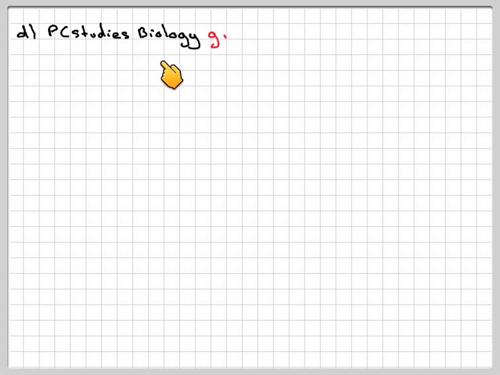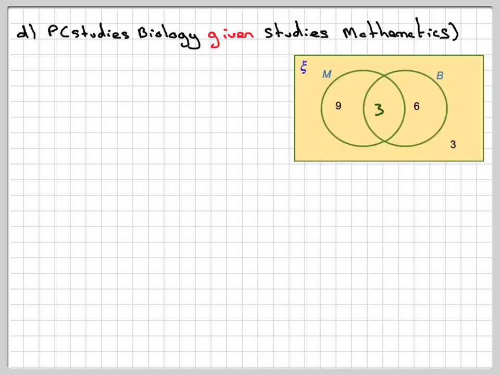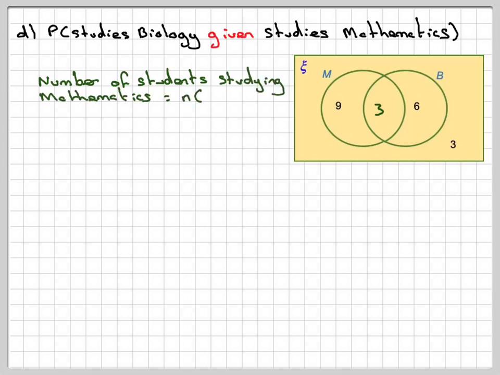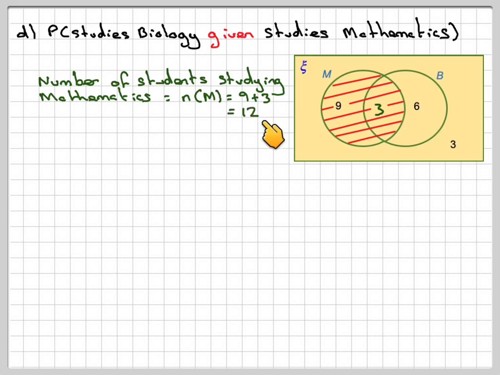Right, the probability the student studies biology, given the student studies mathematics. So going to the Venn diagram. The number of students who study mathematics is going to be represented by the number in M, which is that part of the Venn diagram. So it's going to be 9 plus 3. So that's going to be equal to 12.